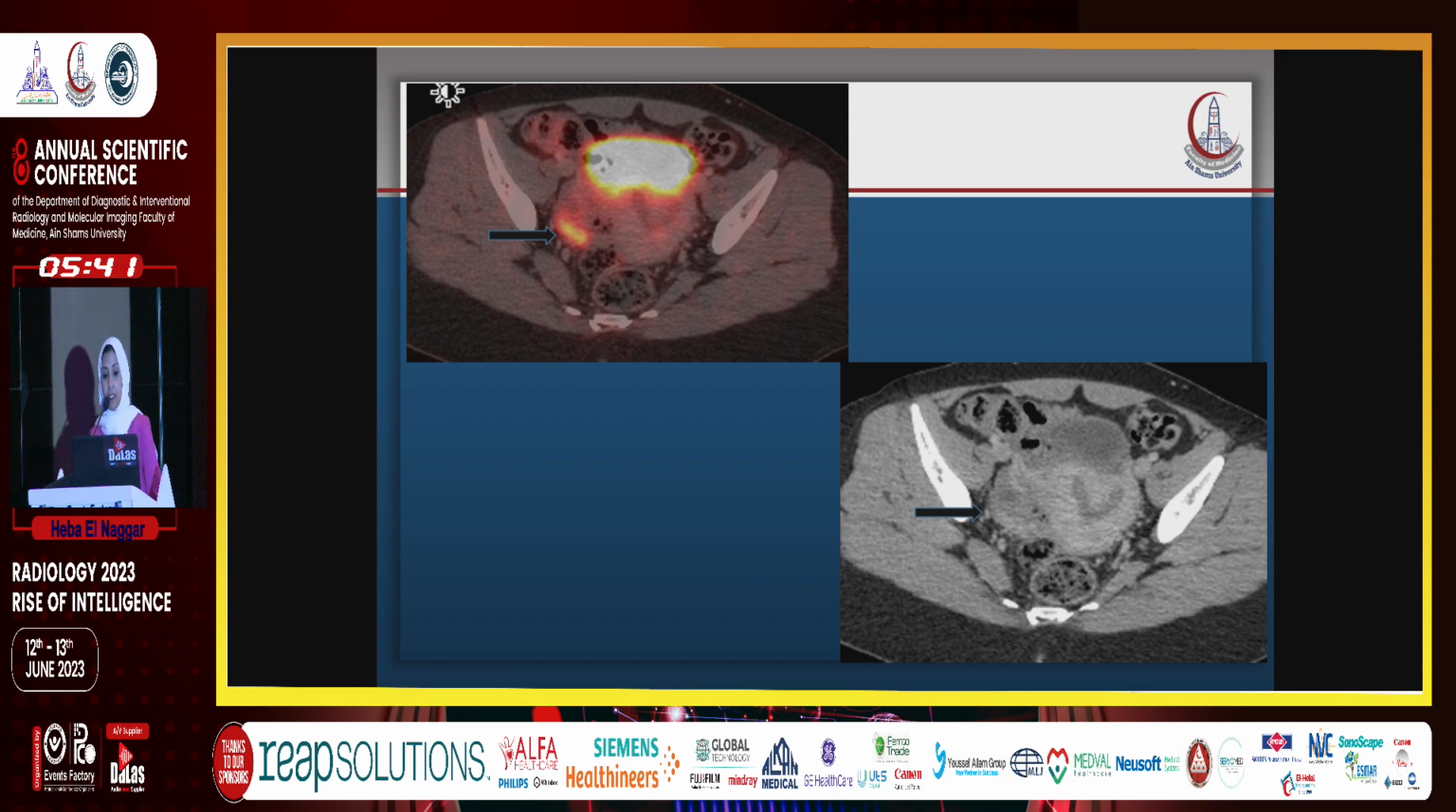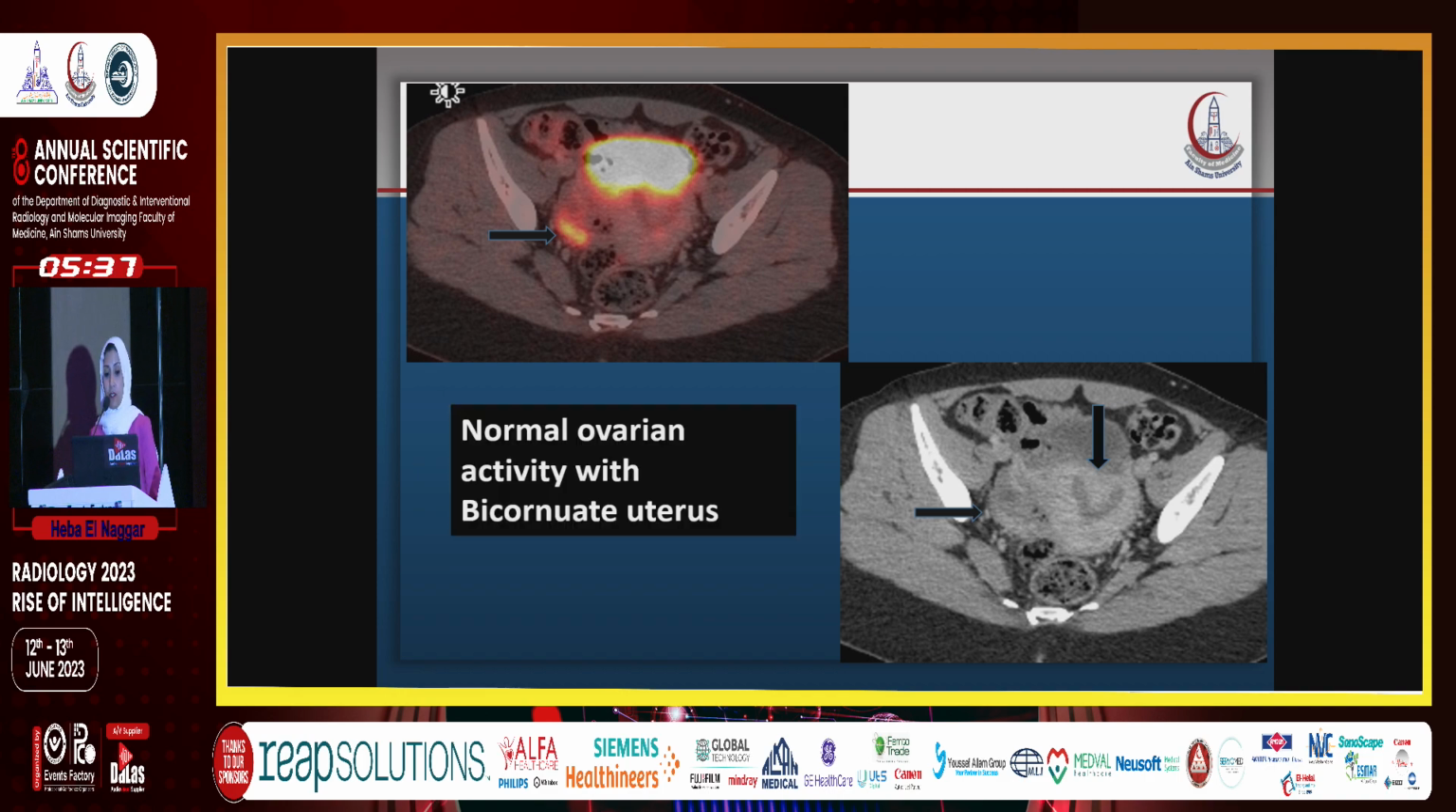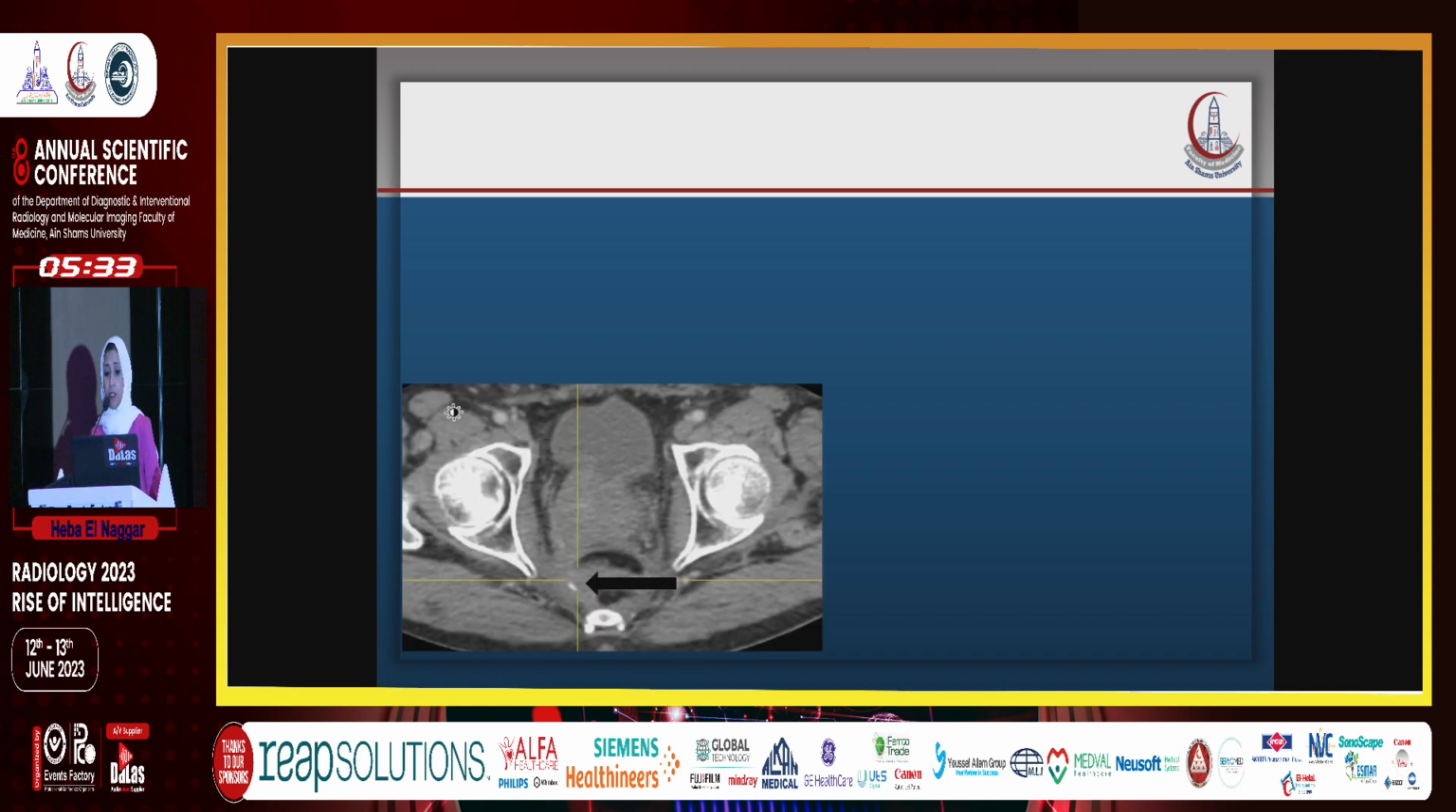An interesting finding here is that we also found bicornuate uterus, so this is normal ovarian activity with bicornuate uterus. This is a patient with colorectal carcinoma who underwent surgical resection and was referred for PET-CT assessment. In the conventional CT, we can see the surgical clips.